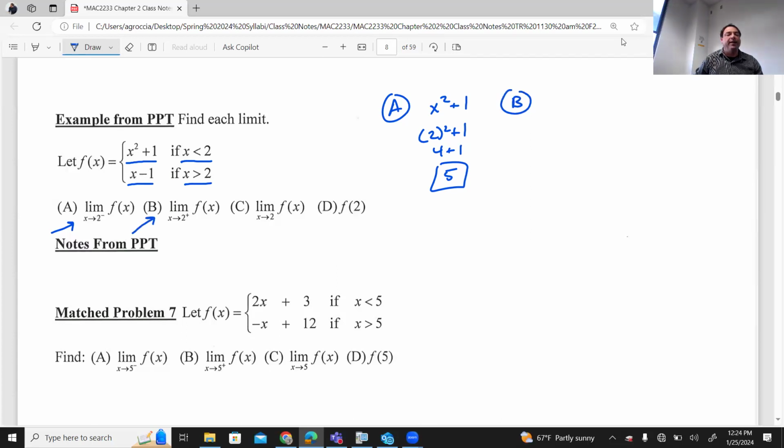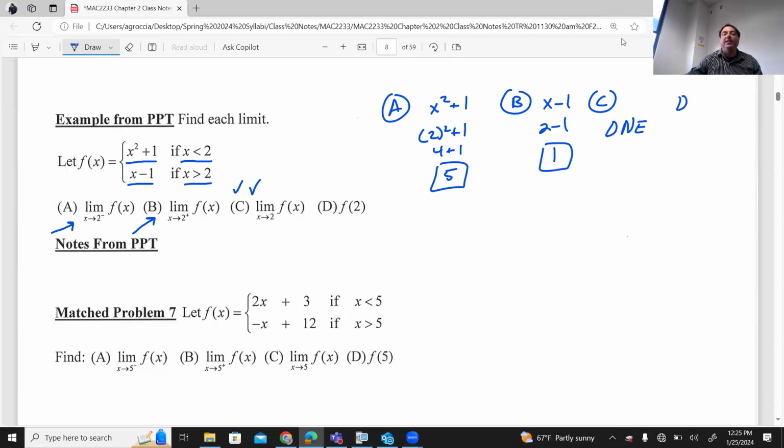Okay? B. This one says coming from the right. So will I use the first or the second one? The second one, x minus 1. So 2 minus 1 is 1. Then C, you checked it from the left, you checked it from the right. Did they match? Nope. So what's C going to be? DNE, does not exist.